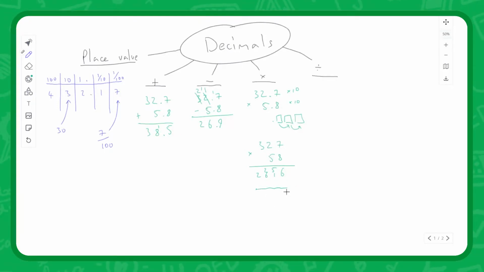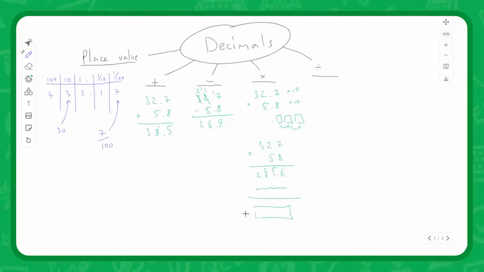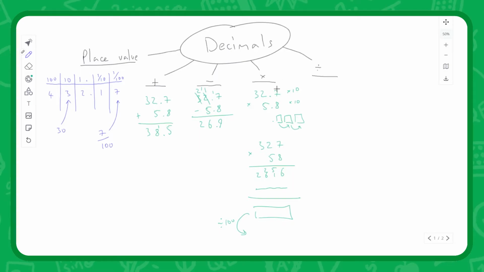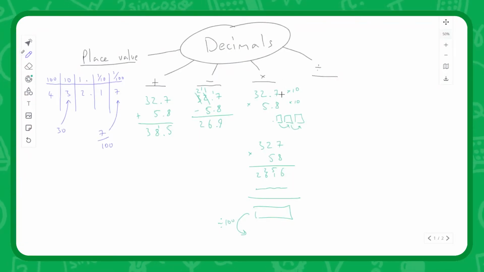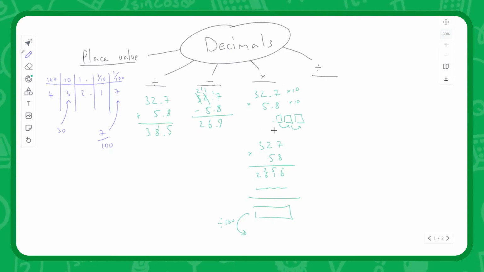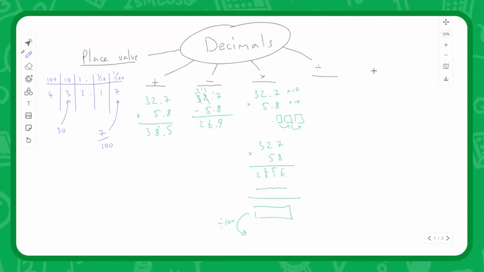I get another line here. I'd add that up together, and I'd get some answer. And at the very end, I'd take that answer and I would divide it by 100, because I know that this number is 10 times too big, and this number is 10 times too big. So that's how we can do timesing. We'll go through an actual exam question in a second.